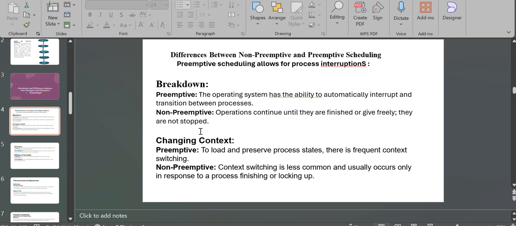In preemptive scheduling, to load and preserve process state, there is frequent context switching. In non-preemptive scheduling, context switching is less common and usually occurs only in response to a process finishing or blocking.